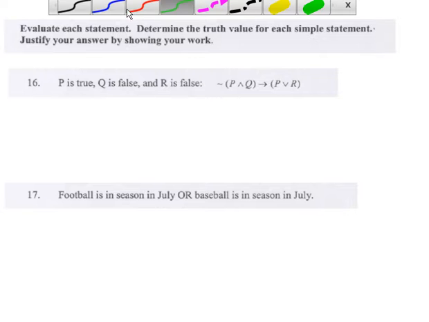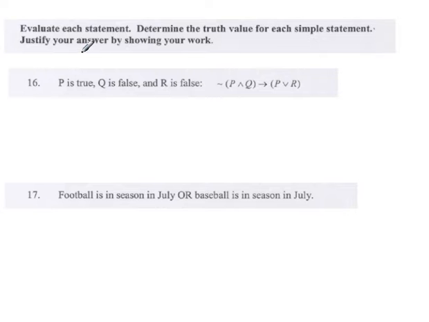Okay, number 16. It says evaluate the statement. Determine the truth value for each simple statement. What that means is we're going to replace P with true, Q with false, and R with false, and just evaluate it. It's like doing one row of a truth table. So not, I'm going to replace P with true, Q with false, P with true, and R with false.